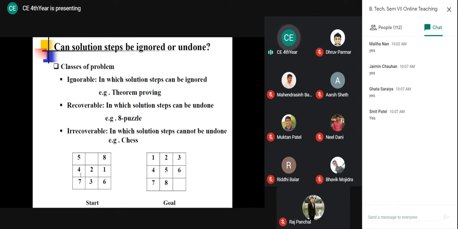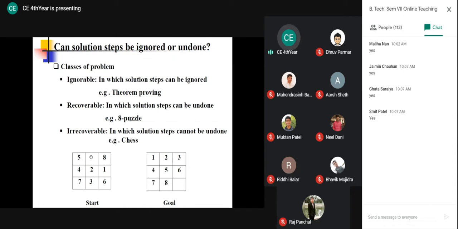Now, all of you know the 8 puzzle. The start and goal state are given. Suppose, see this figure. While trying to solve this 8 puzzle problem, we might make a stupid move. Suppose we start by sliding the tile 5 into this empty space.